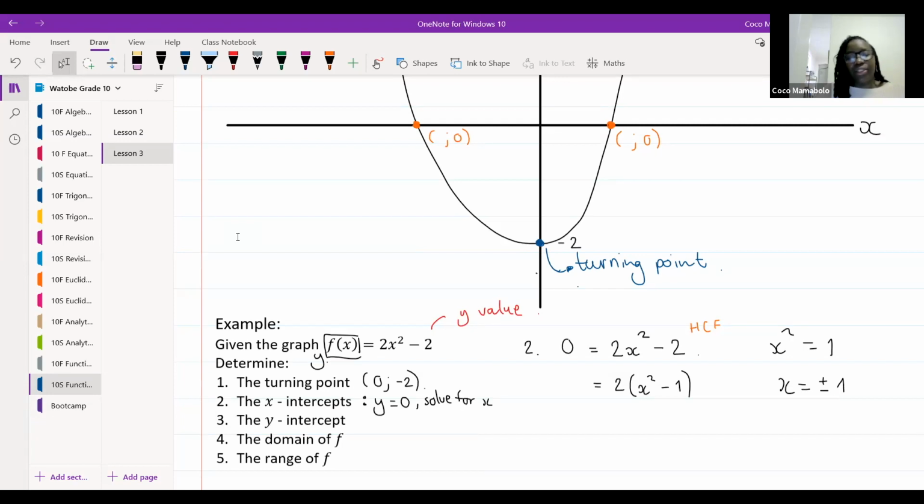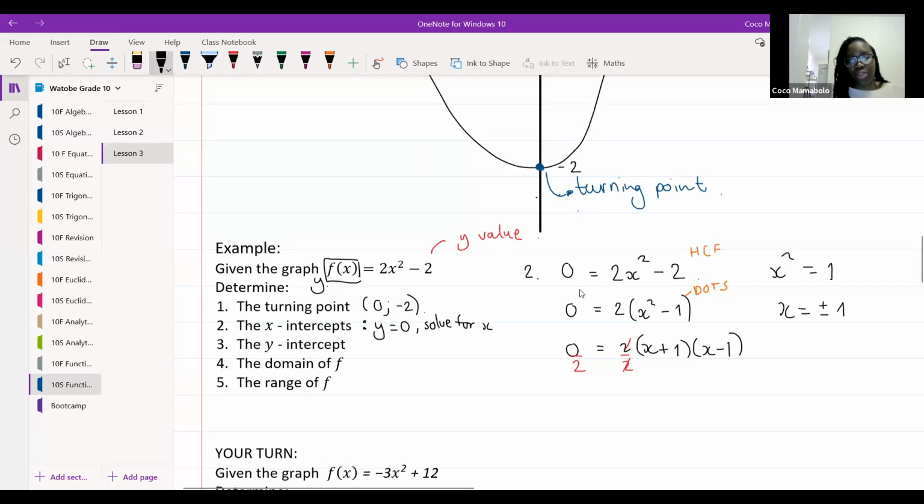Excellent work. All right, so we can do that. I'm actually going to continue over here, and I'm going to do difference of 2 squares. 0 is equal to 2, open 2 brackets for difference of 2 squares: x squared minus 1 gives x plus 1 and x minus 1. I'm going to divide both sides by 2 to get rid of this 2. 0 divided by 2 is just 0, guys. So I'm going to get 0 is equal to x plus 1, x minus 1.